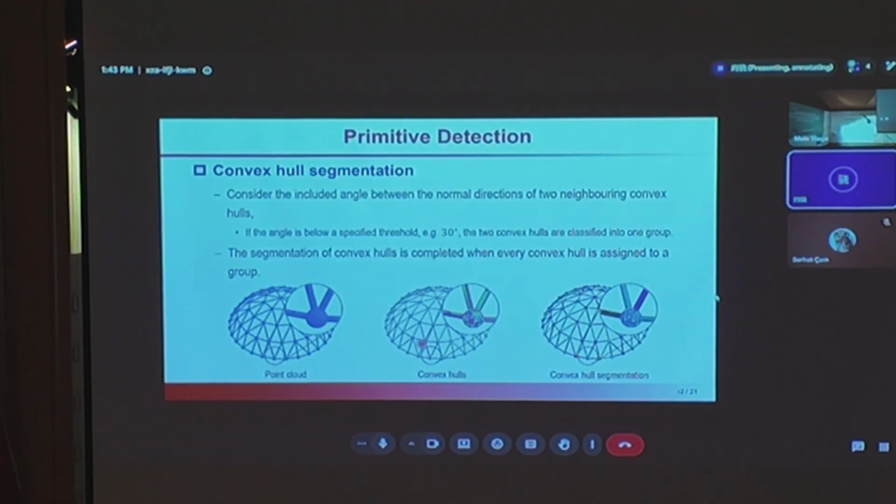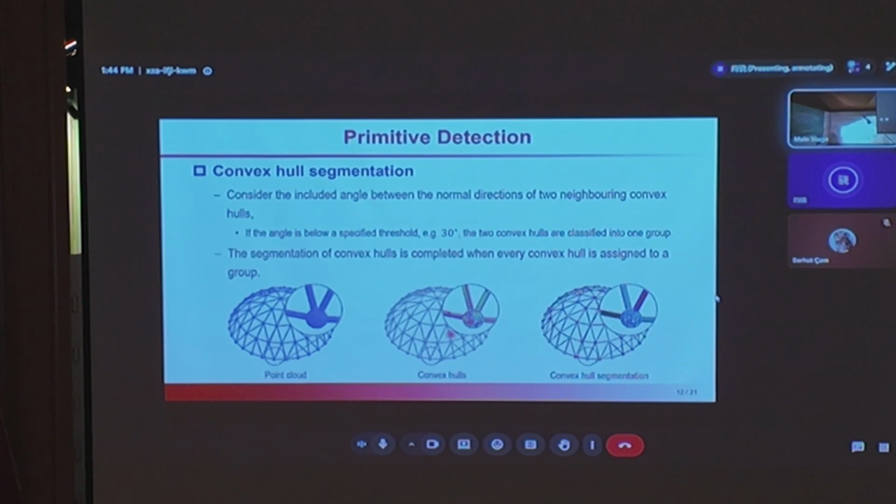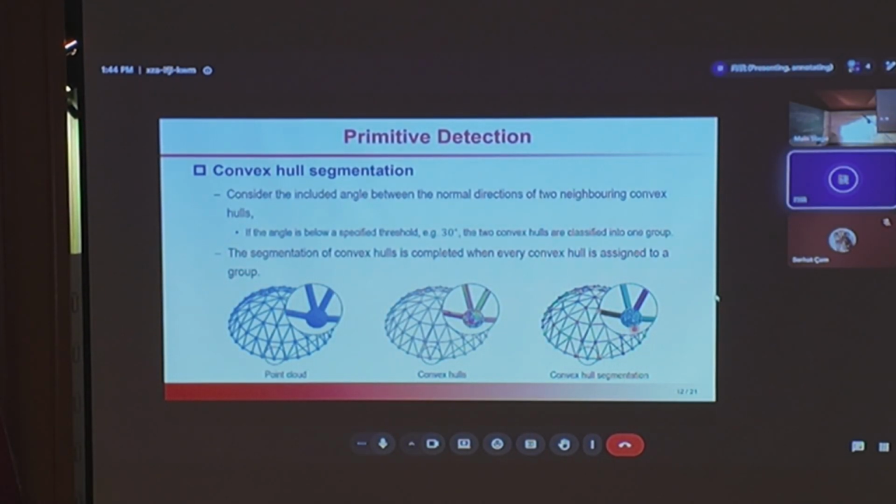This shows the convex hull segmentation result. The middle figure is the convex hull obtained after the optimization, okay? And then we can do this segmentation so that we can segment the convex hulls into different parts.